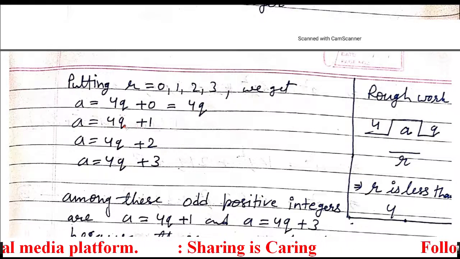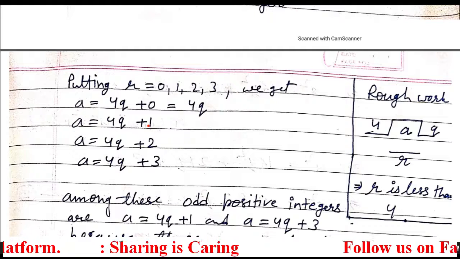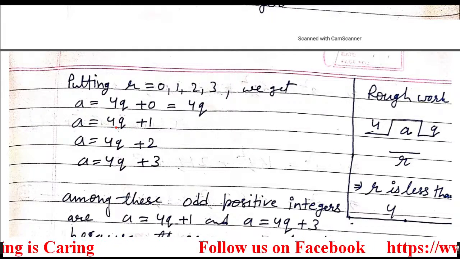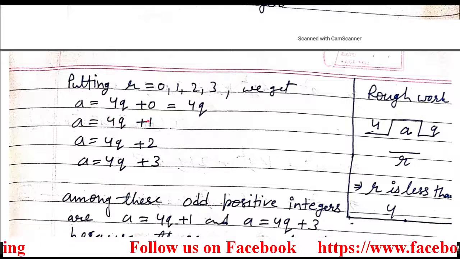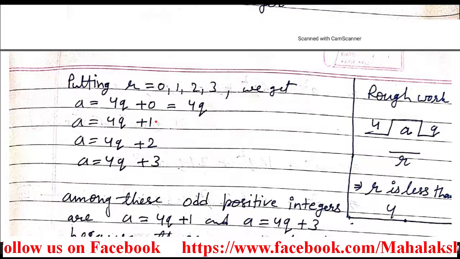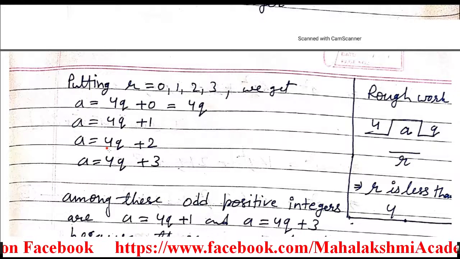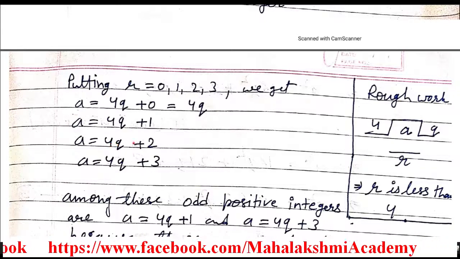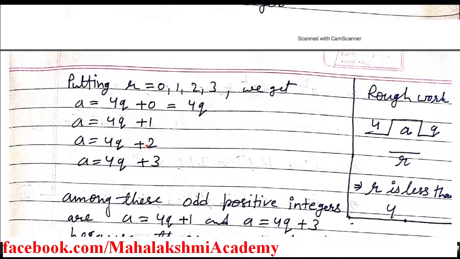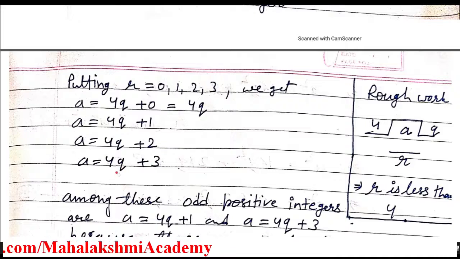Now here again we have to check whether it's an odd integer or an even integer. If we divide by 2, 4q is divisible but 1 is not divisible by 2, so it is odd. In the same way here, students, 4q is divisible by 2 as well as 2 is divisible by 2, so both are divisible by 2, that's why it is even. Now here 3 is not divisible, so it is odd. So what are the odd numbers here? 4q plus 1 and 4q plus 3.